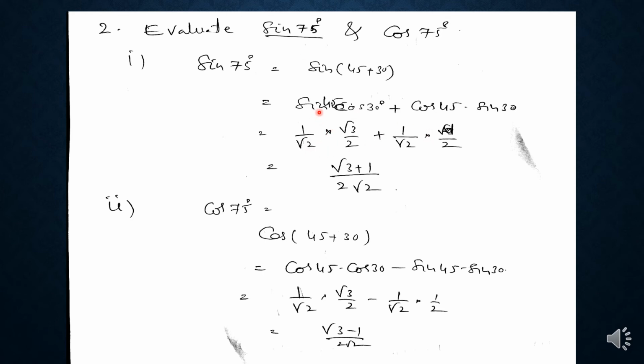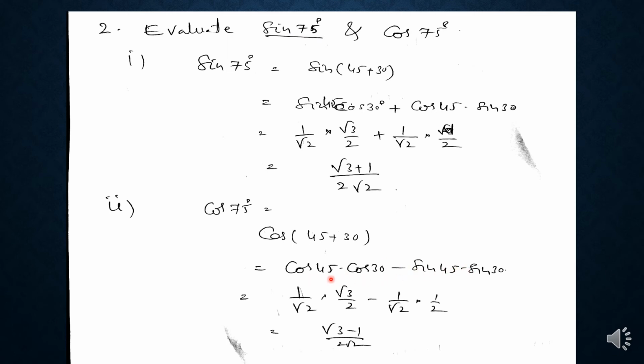We know that sine 45 value is 1 by root 2 into cos 30, which is root 3 by 2, plus cos 45, which is 1 by root 2, into sine 30, which is 1 by 2. This becomes root 3 by 2 root 2 plus 1 by 2 root 2, that is root 3 plus 1 by 2 root 2. Cos 75 is equal to cos of 45 plus 30, that is cos 45 cos 30 minus sin 45 sin 30.